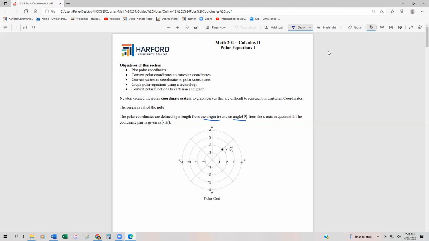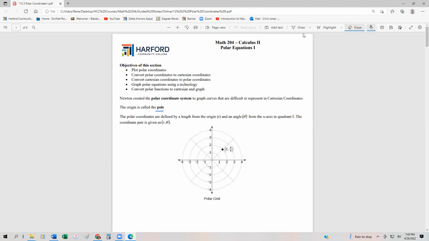Whenever we use polar coordinates, they're of this form: r comma theta. So we're basically going to have a radius and an angle, and we're going to plot a coordinate, not an angle, that corresponds to that. Usually we call the center of the axes the origin, but here we're going to call that the pole. The pole is basically this coordinate, which I'm drawing in the middle.